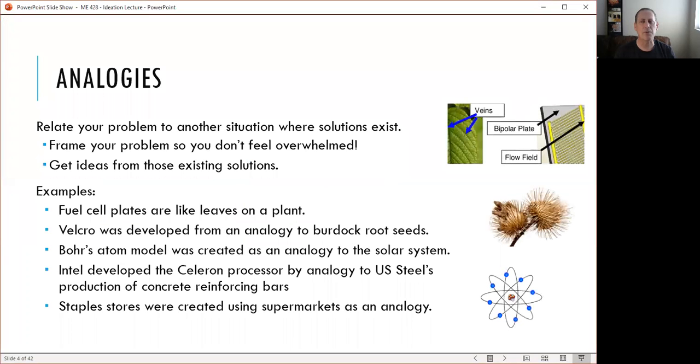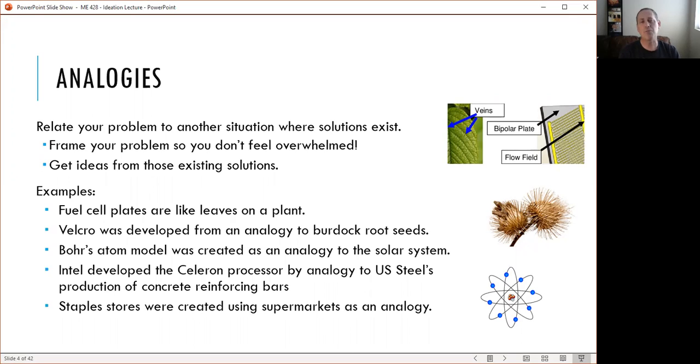So some quick examples of some well-known cases where analogies help to solve problems. I love the one of Velcro. You're probably familiar with this. Burdock root seeds have the basic shape similar to Velcro, where it grabs onto things like fabric. These are the things you get stuck on your socks. Bohr's atom model was an analogy. Let's see, as you can see, their Staples stores were created using supermarkets.